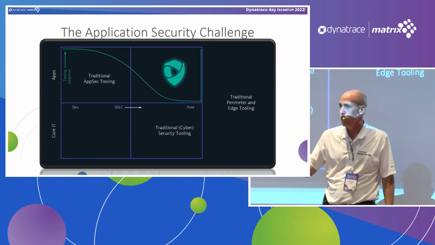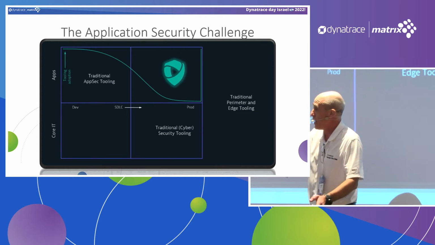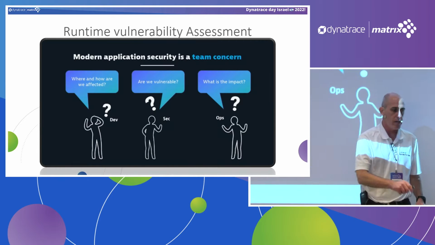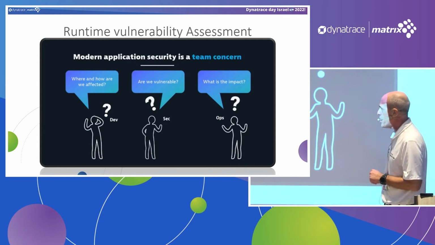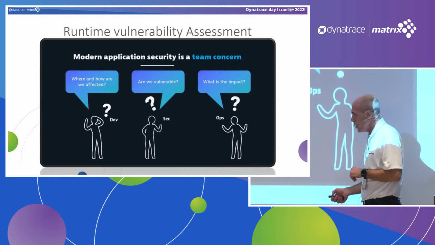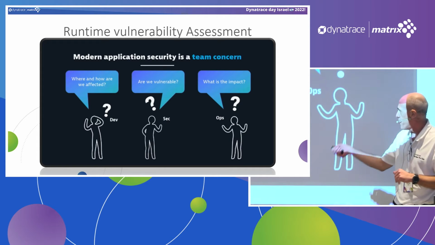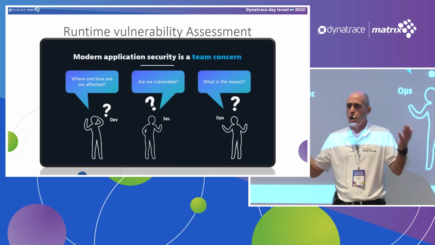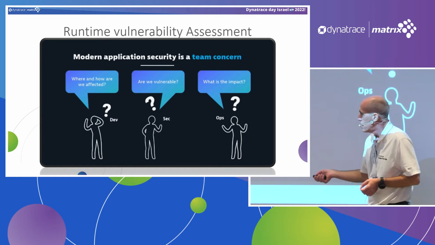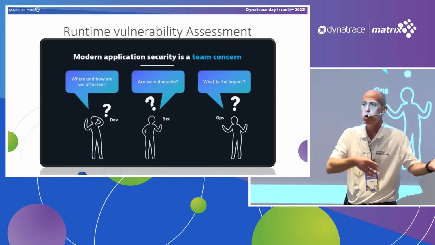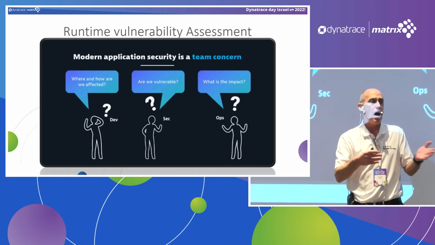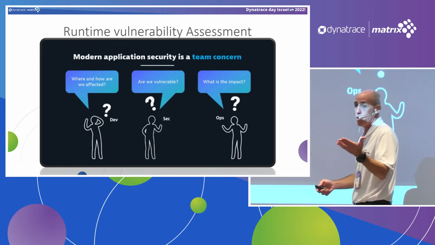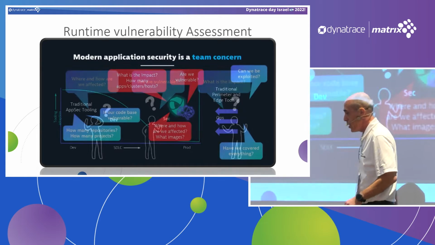Guess what? Through all this day, we spoke about Dynatrace in production, right? Seeing all transactions, seeing whatever is in there, getting all data. And as we look into the organizations, and we look at the security guys, the dev guys, the operations guys, so security guys will ask, are we vulnerable? Are we affected? Dev will ask or provide answers, where and how are we affected, right? And operations would be, okay, what is the actual impact on my production environment?